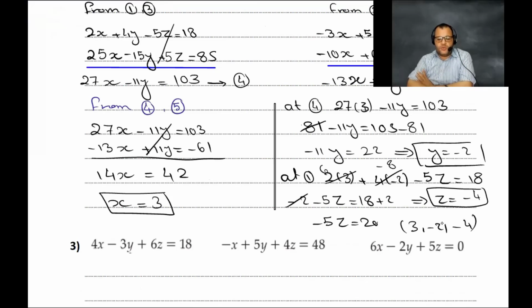Any problem for this one? It's the same steps. Choose equation number 1 and number 2, 2 and 3 to remove one of the variables. Now we have equations of 2 variables.